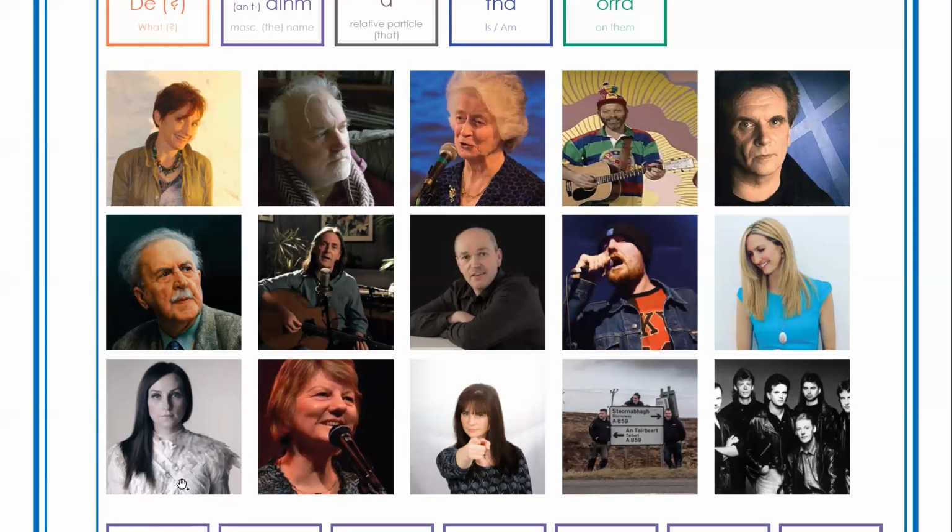Julie Fowlis is her name. Famous Gaelic singer and traditional musician. She used to tour. She's from North Uist.